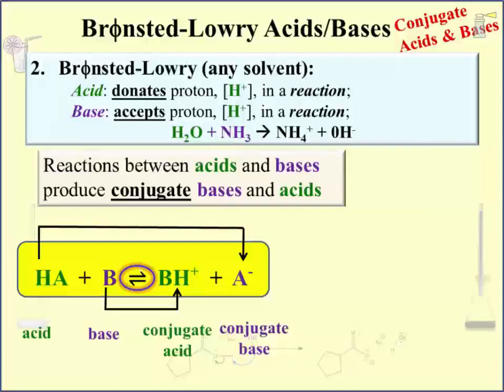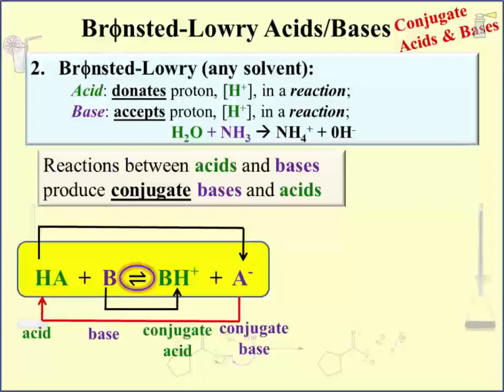This double arrow says that the reaction is simultaneously going in both directions. Reactants are forming products, and products are forming reactants. That hydrogen ion is transferring back and forth. The Bronsted-Lowry acid is losing the hydrogen ion and becoming its conjugate base. But the conjugate base can grab back a hydrogen ion and reform the acid.